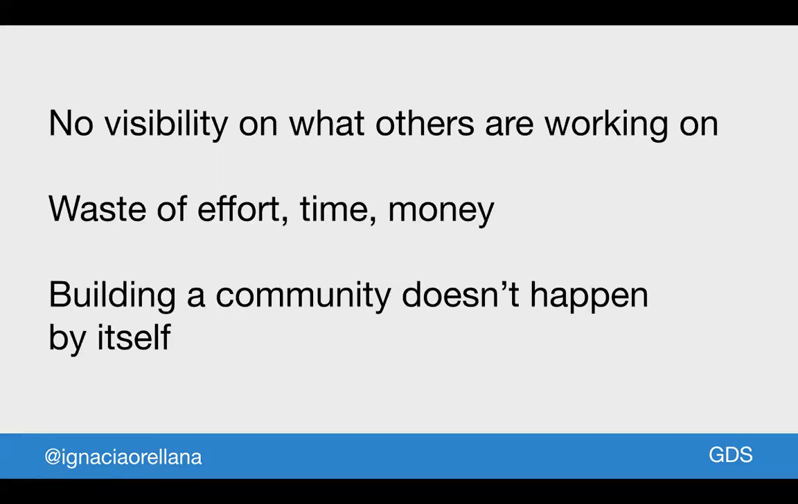And some of the challenges with this were that there was no visibility on what other service teams were working on across government, which, as I said before, sometimes led to duplication of effort, working in silos and inconsistency. We also needed to be able to work together as a community to avoid wasting effort, time, and money. And building a community doesn't happen by itself. You need to enable a space where people can contribute to the discussion, which is inclusive for everyone.